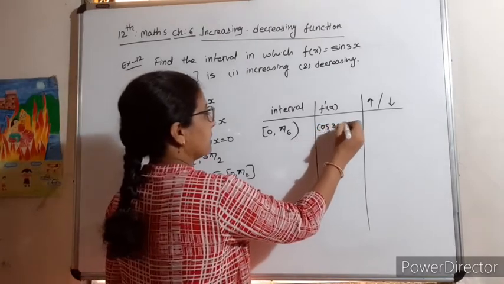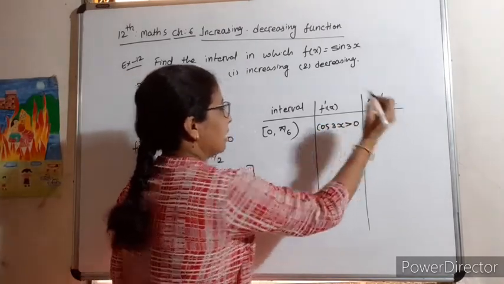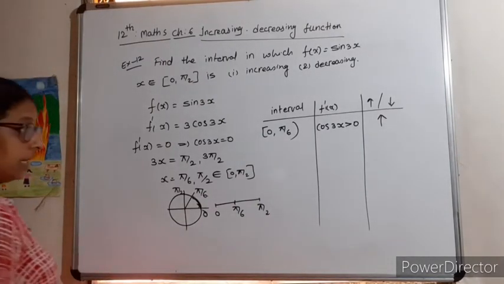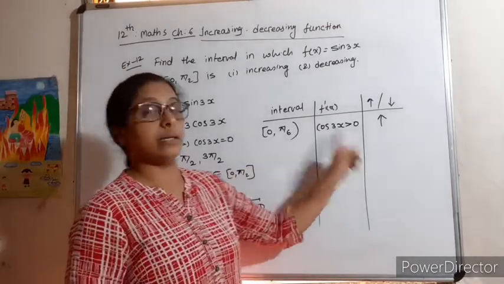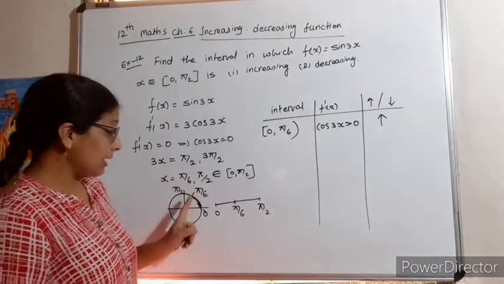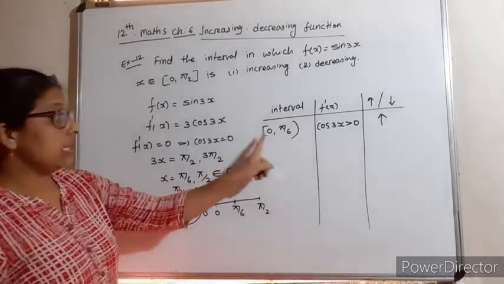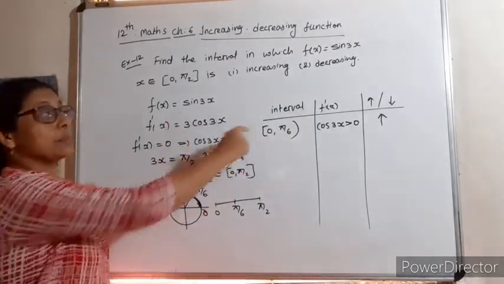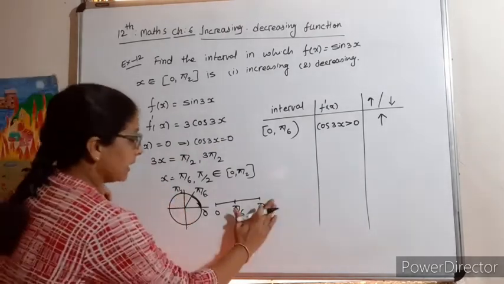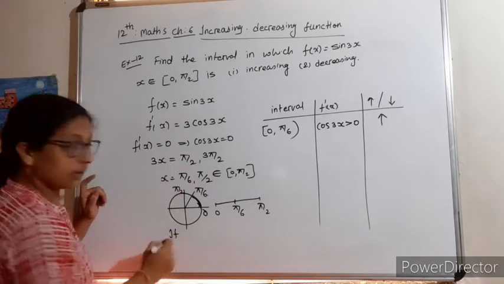Cos 3x is greater than 0, and therefore in 0 to pi by 6 it is increasing. Okay. So, in 0 to pi by 6 it is greater than 0. Now, how will you find that it is greater than 0? Not in the first quadrant, but in 0 to pi by 6, x belongs to, x is equal to pi by 6. So, we will write here, if, can you see here?